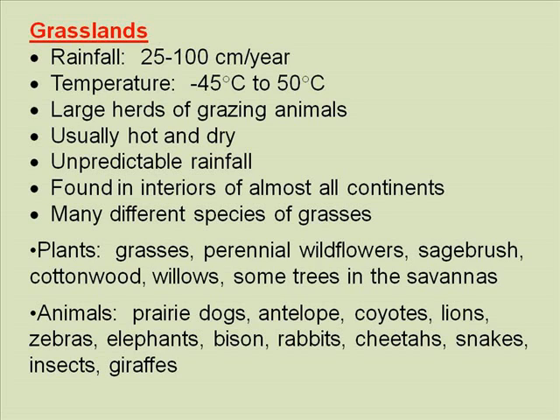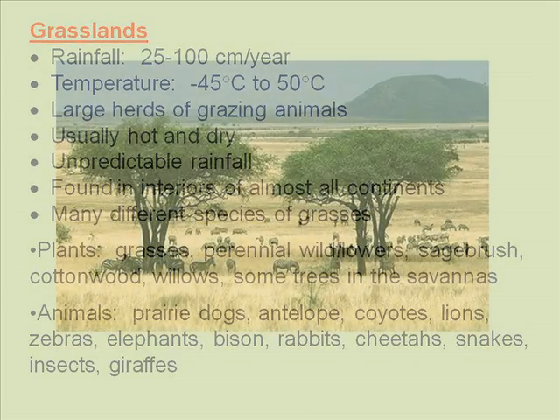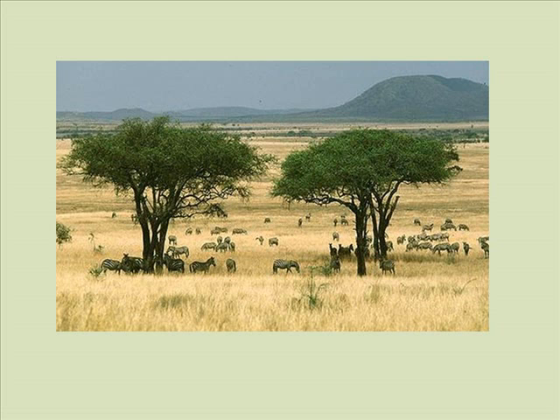The grasslands are going to be found on the interiors of almost all of your continents, and you're going to be able to recognize them because you're going to see large herds of grazing animals. Here is an example of a grassland area. This would be a savanna in Africa.